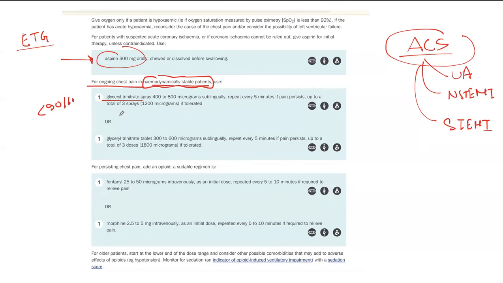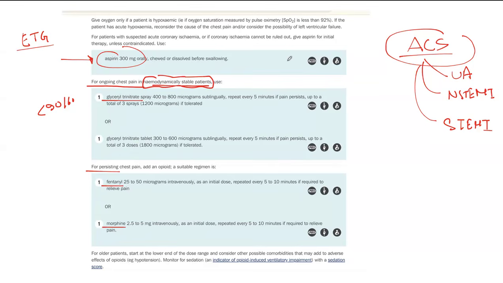You cannot give nitrate if a patient is on Viagra or sildenafil and they have taken the Viagra in the last 24 hours. So two things are very important before giving the nitrate. One, how is the blood pressure? And two, are you on sildenafil or Viagra? Even after giving the nitrate, if there is persistent chest pain, then you go for opioids. And the most common opioid that you can offer is either fentanyl or morphine.